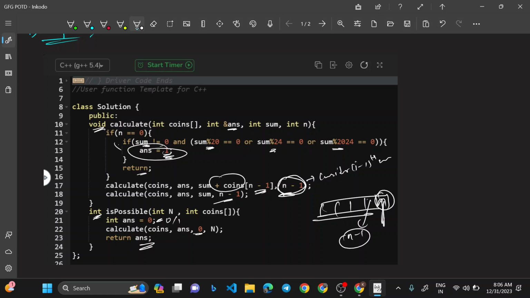If in case you're not entering this if condition, then your answer will never be updated, it will always be 0. So finally you will be returning false. I hope people have understood what we are trying to do, right? So we have actually used recursion. So what is the time complexity here? O of 2 power n.